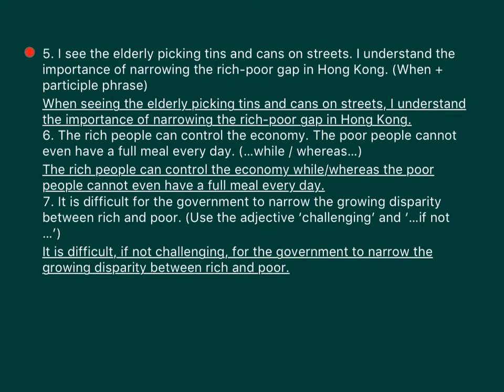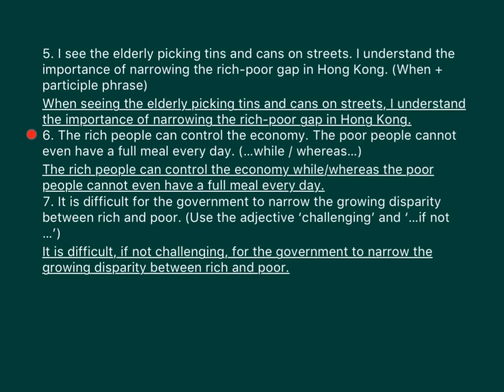Number 5, I see the elderly picking tins and cans on the streets. I understand the importance of narrowing the rich-poor gap in Hong Kong. When seeing the elderly picking tins and cans on streets, I understand the importance of narrowing the rich-poor gap in Hong Kong.